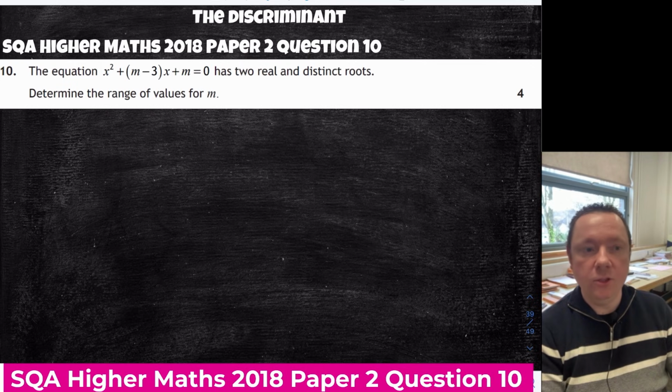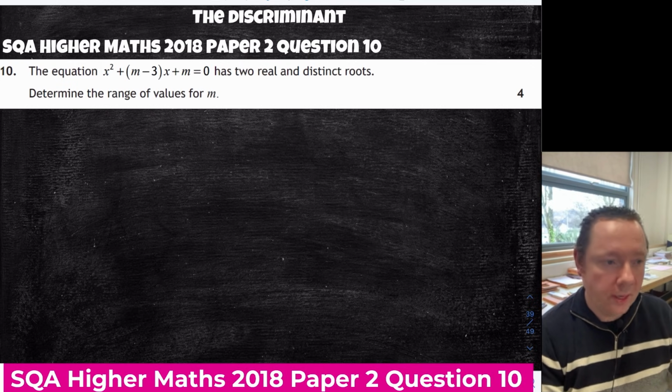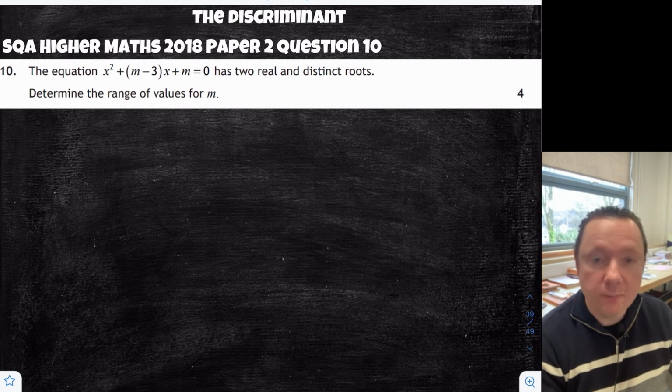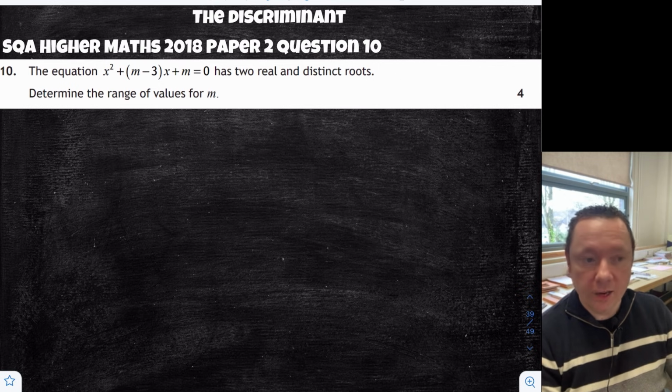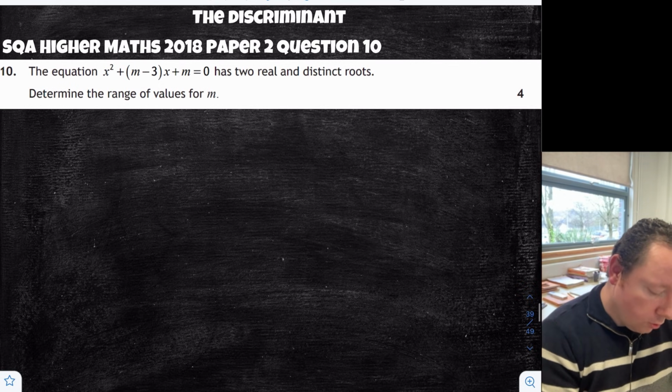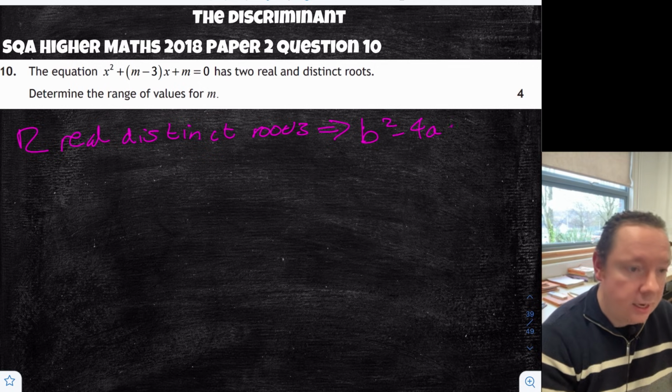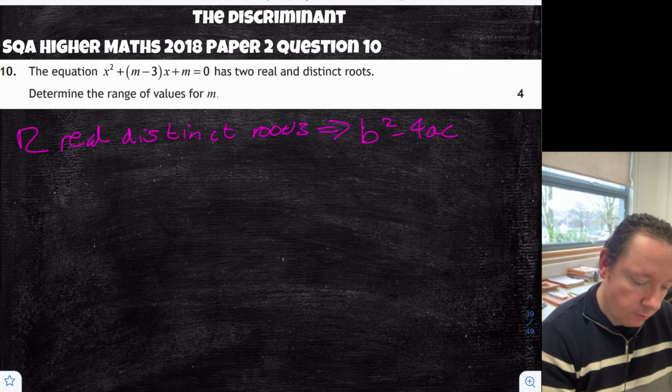Okay, the discriminant, SQA Higher Maths 2018, Paper 2, Question 10. The equation m squared plus m minus 3x plus m equals 0 has 2 real and distinct roots. Determine the range of values for m. So 2 real distinct roots. That implies that b squared minus 4ac must be greater than 0.